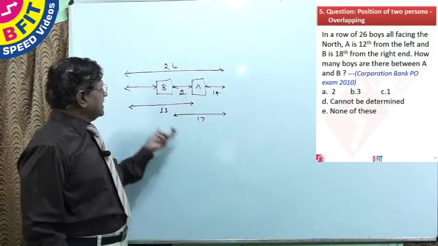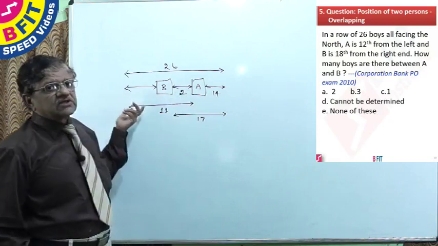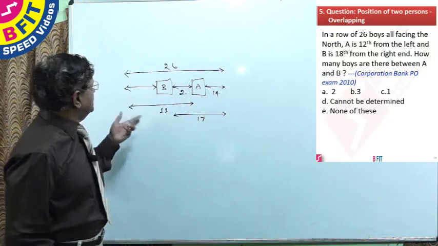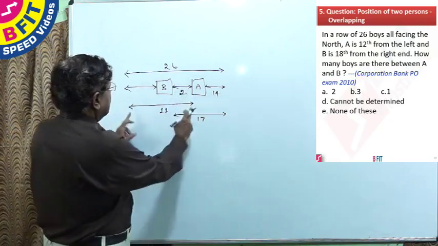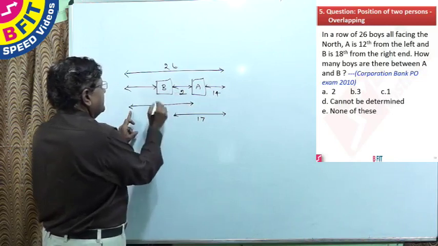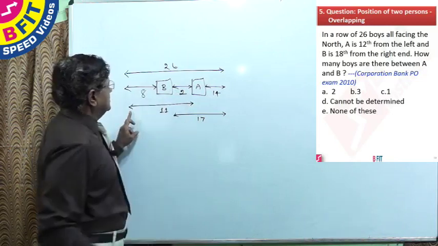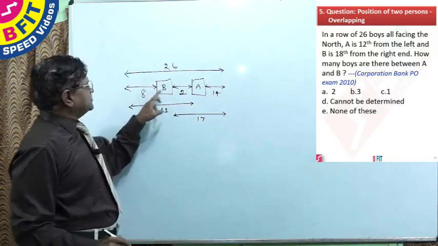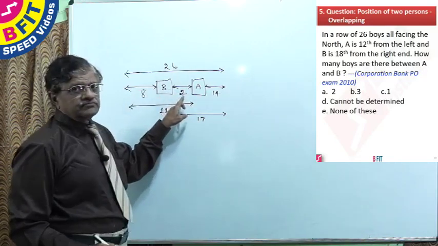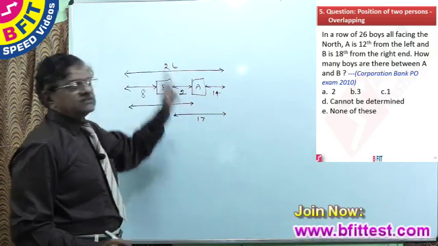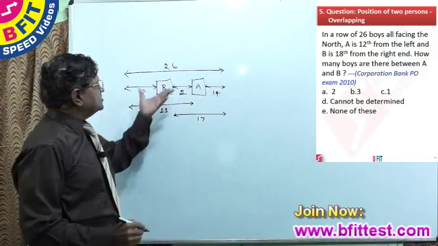But let us proceed further. Suppose they ask what is the total number of boys in the row. So here how many persons are there? 11 are there. 2 plus 1 is 3. 11 minus 3 is 8. 8 plus 1 is 9. Let us check. 8 plus 1 is 9, plus 2 is 11, plus 1 is 12, plus 14 is 26. 26 boys are there. That is also tallying.